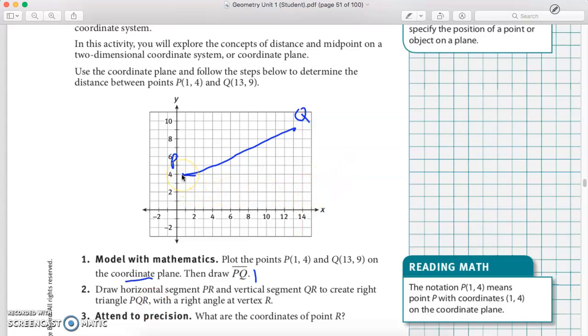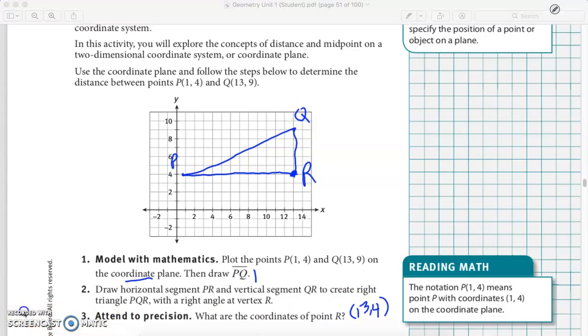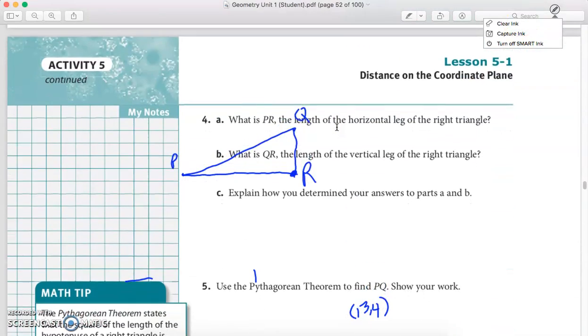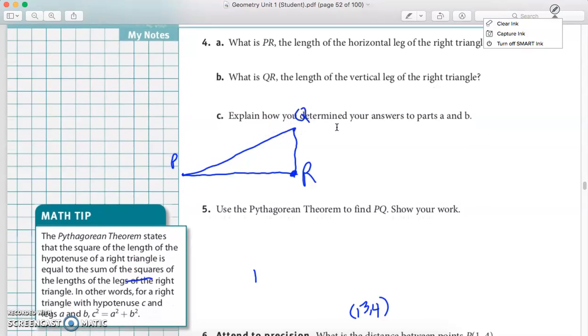So let's draw a horizontal line here and a vertical line here, straight up and down, and wherever they meet is the point R. So right around in there, that's point R. So we can erase the other part. Okay, so that is point R. So it asks for part 3, what are the coordinates of point R? So we can see the coordinates are over 13 and up 1, 2, 3, 4. So (13, 4). Okay, so for number 4, all right, use what we drew out there on the first part to answer questions A, B, and C.